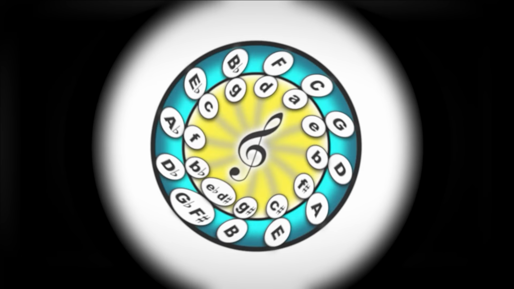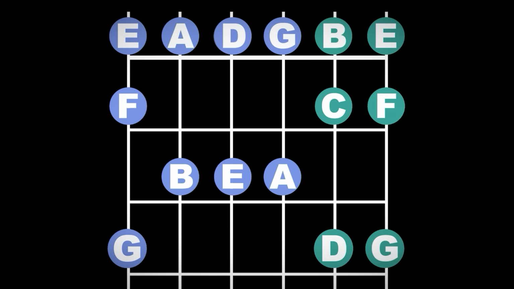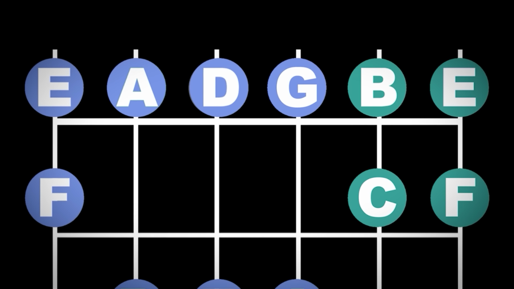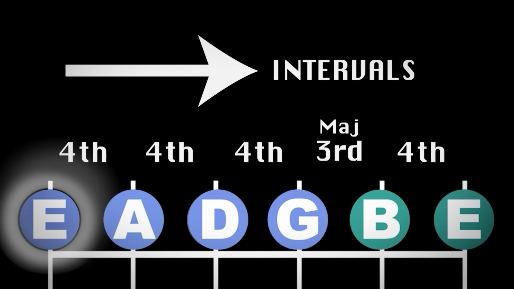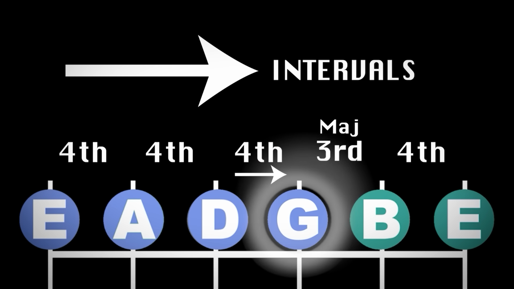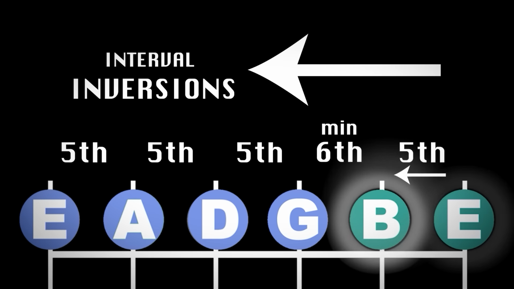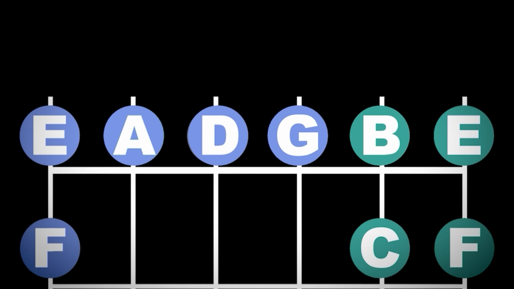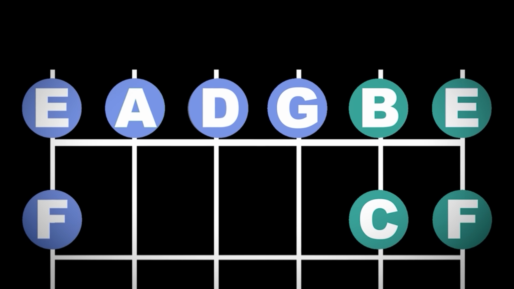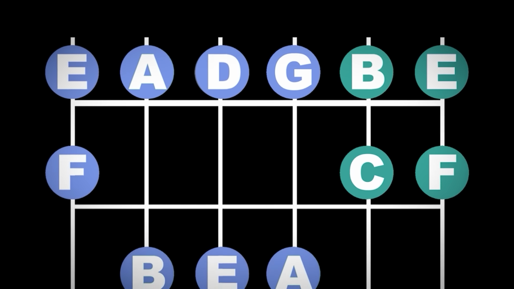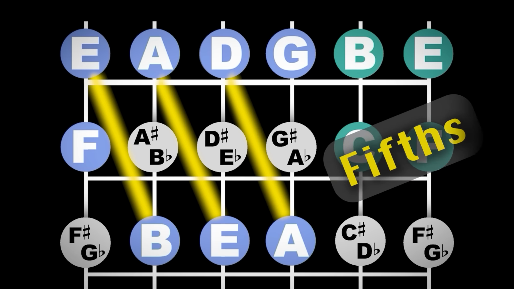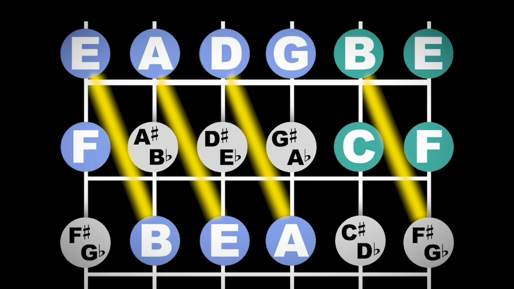Now, let's look at what happens when we want to apply some of these concepts on the guitar fretboard. The guitar is tuned in fourths ascending, with one exception, and, with one exception, fifths descending. Fifths can also be found by going diagonally from one string to another and skipping a fret, as shown.